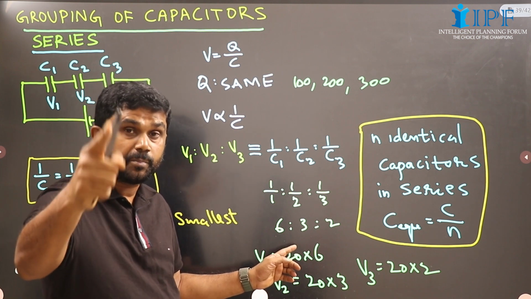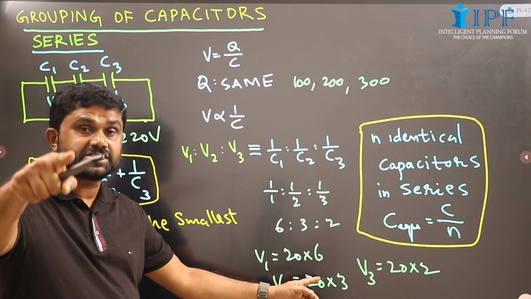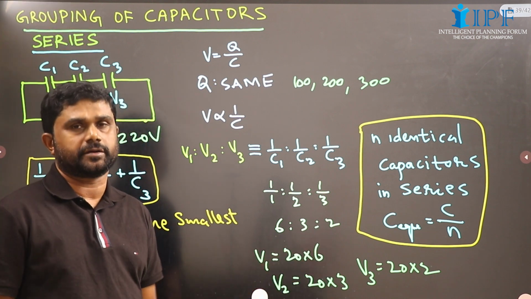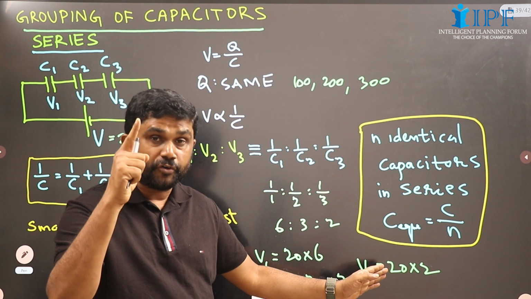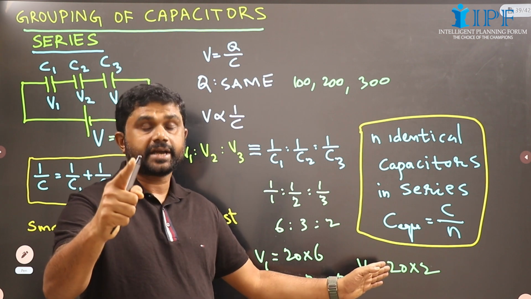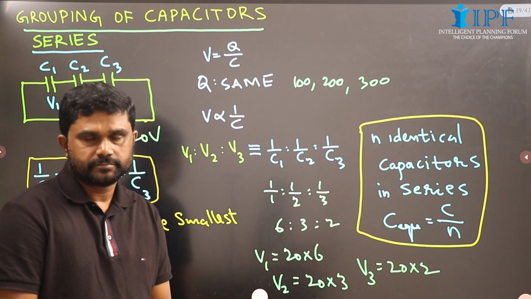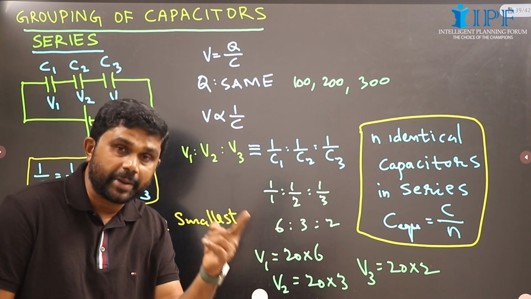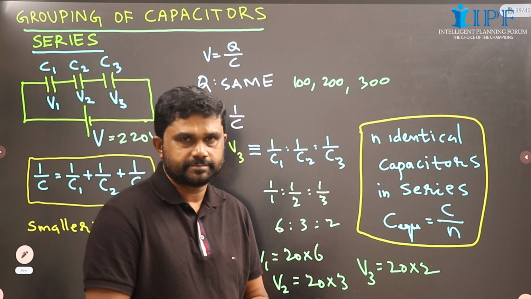Now children, 20 into 6 means that is 120 volt across the first capacitor, that is 100 microfarads. And 20 into 3, that is 60 volt across the second capacitor, which is 200 microfarad. And finally, the voltage will be 40 volt across the third capacitor, that is 300 microfarads. So when the capacitance is more, the voltage across will be less if these are connected in series.